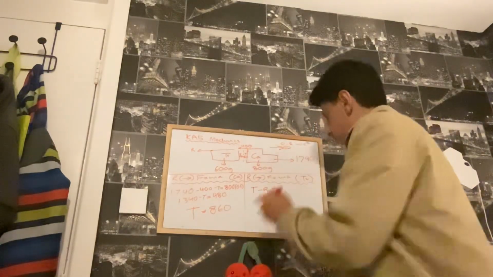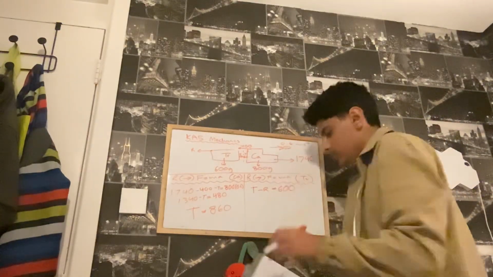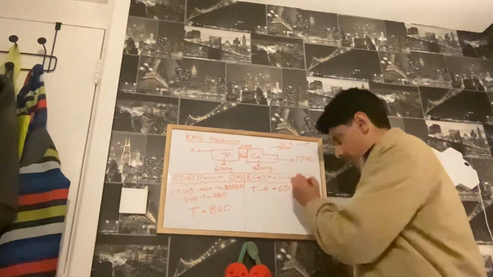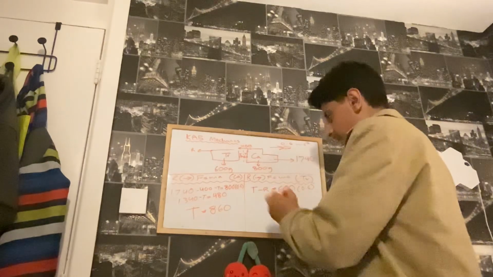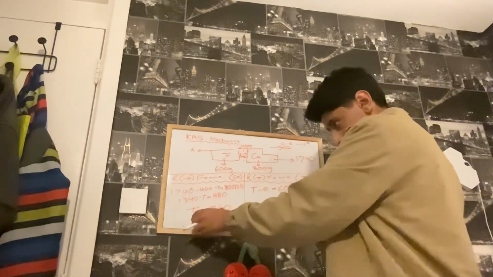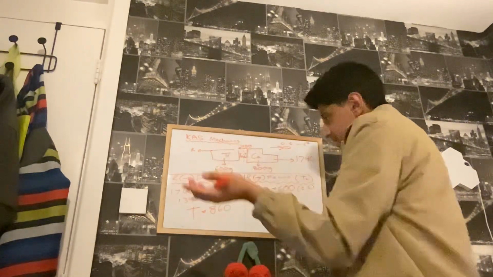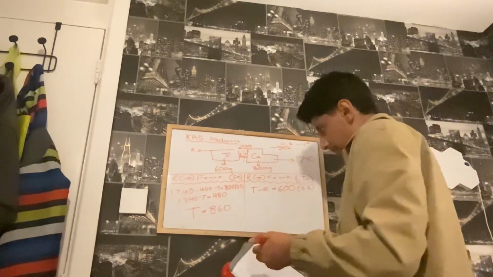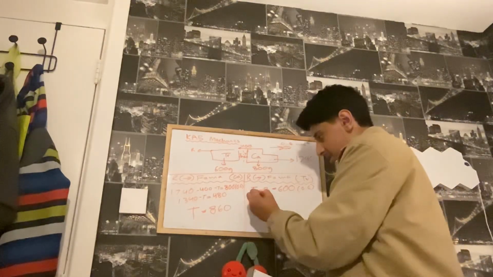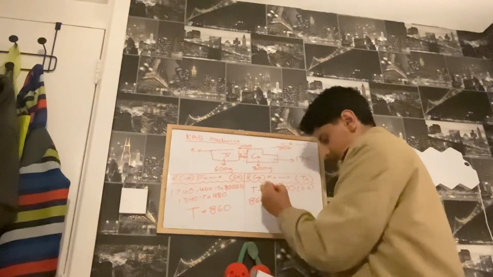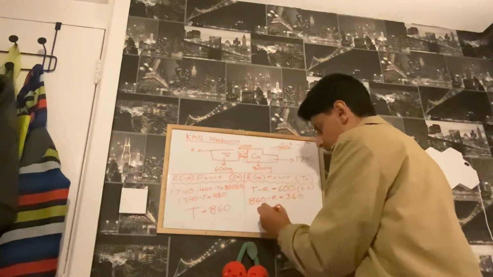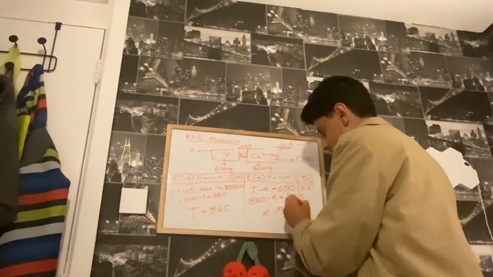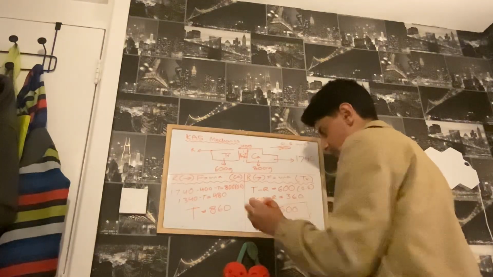And that is equal to 600 times acceleration, which is 0.6. If we apply the tension, because the tension is the same, T is T, it doesn't matter what kind of scenario you put it in. So that would be 860 minus R is equal to 360, and R would be, ta-da, 500.